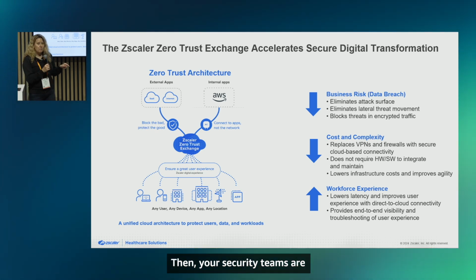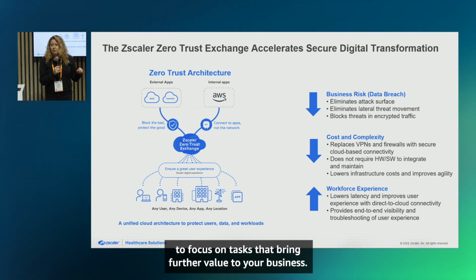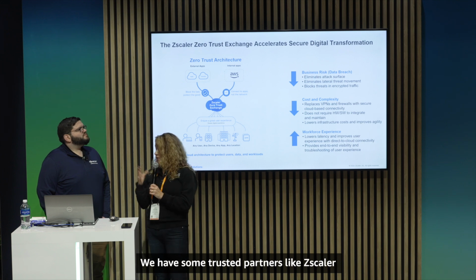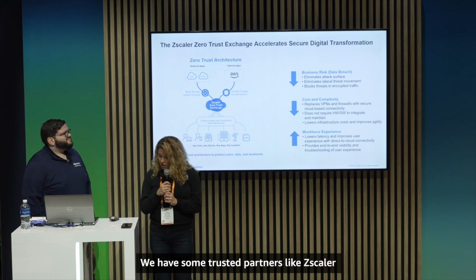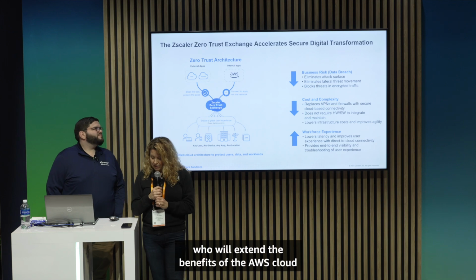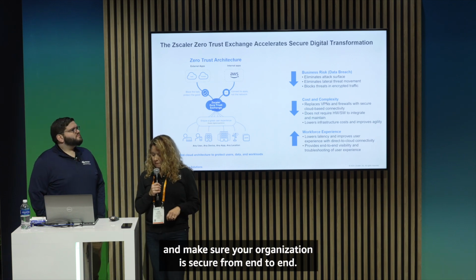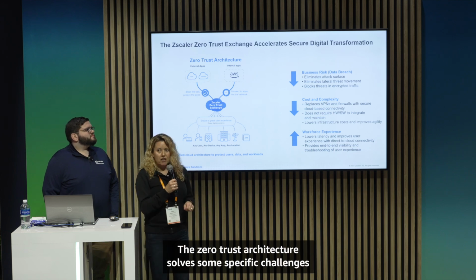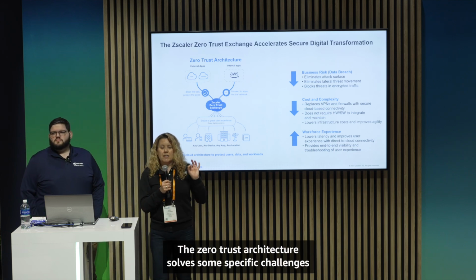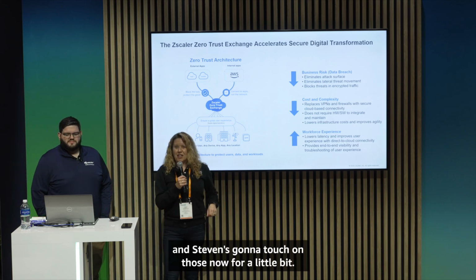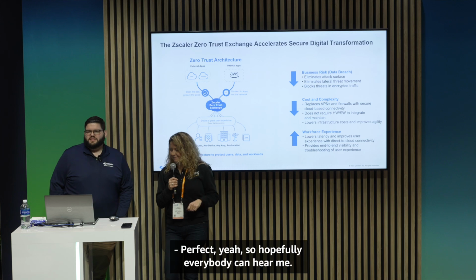Then your security teams are going to have a little bit more time to focus on tasks that bring further value to your business. We have some trusted partners like Zscaler, who will extend the benefits of the AWS cloud and make sure your organization is secure from end to end. The zero trust architecture solves some specific challenges that healthcare experiences, and Stephen's going to touch on those now for a little bit.